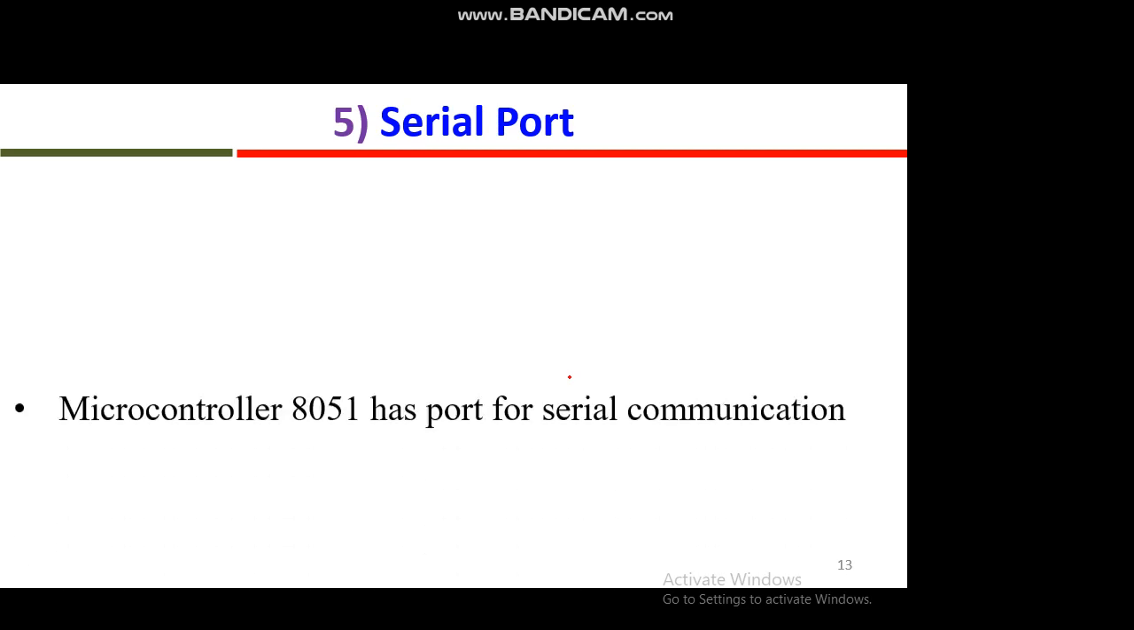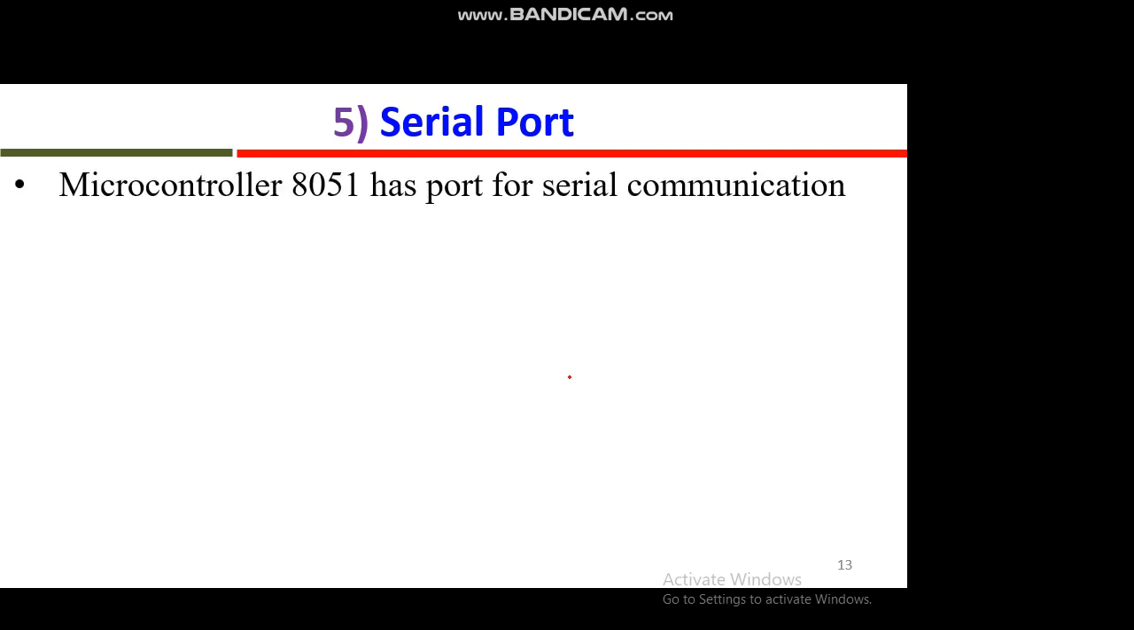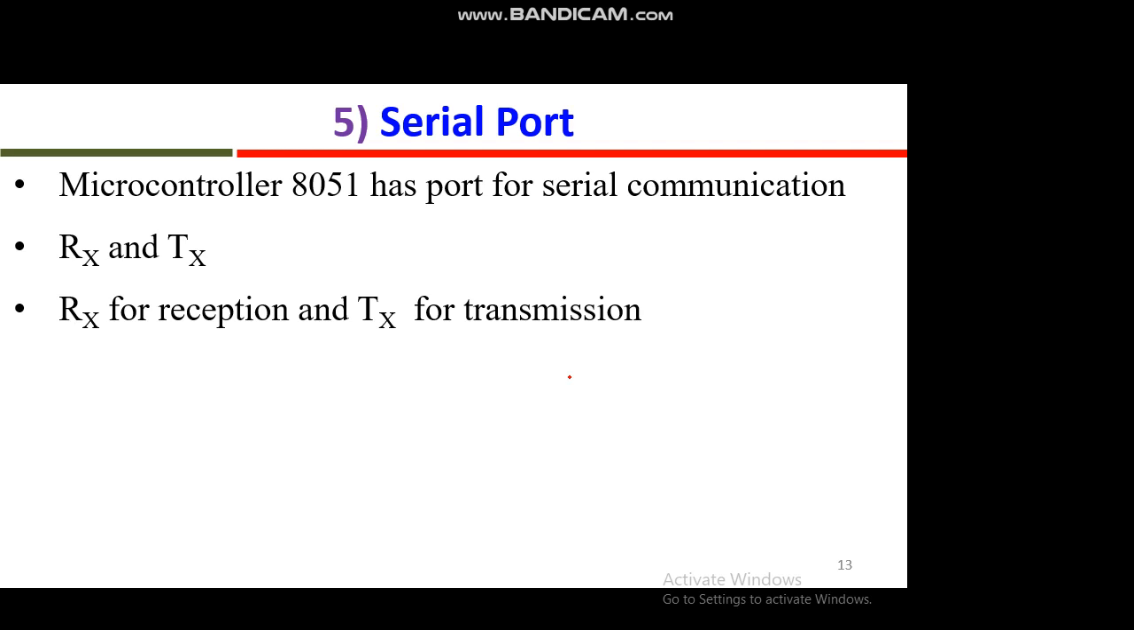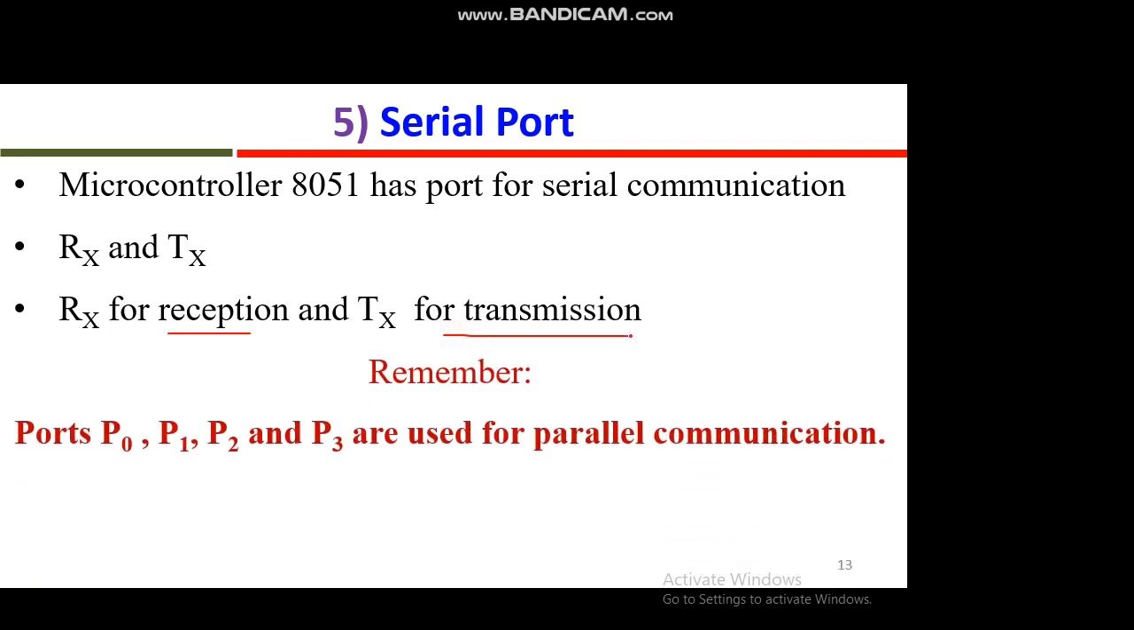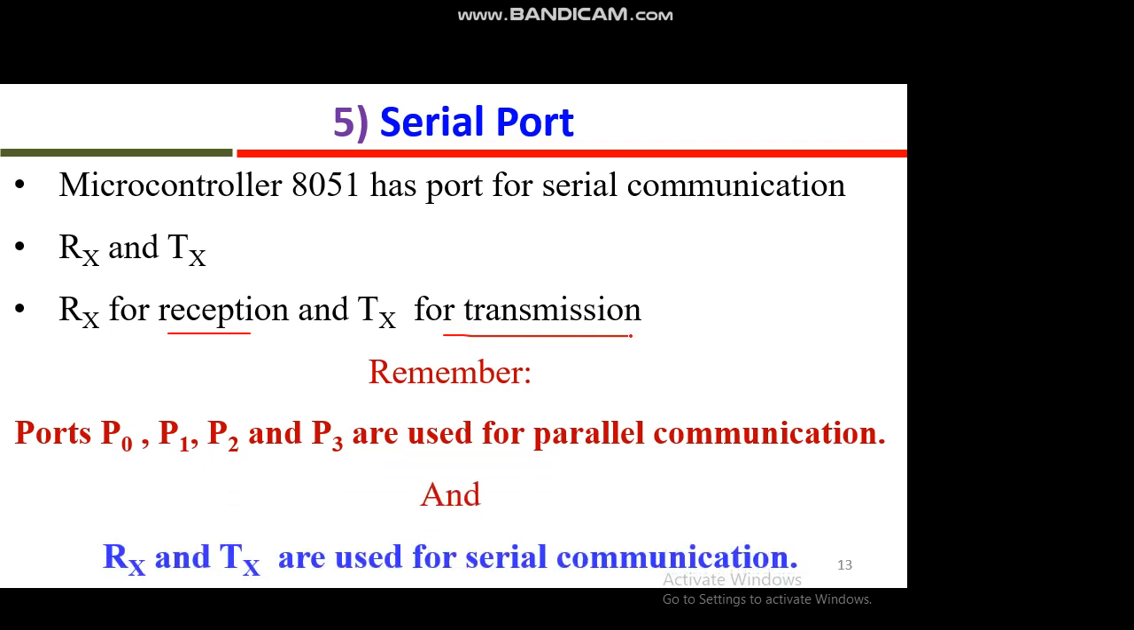The fifth block of this architecture is the serial port. The 8051 has a port for serial communication, that is RX and TX. RX is for reception of information, while TX is for transmission of information. Remember, ports P0, P1, P2 and P3 are used for parallel communication, while RX and TX are used only for serial communication.